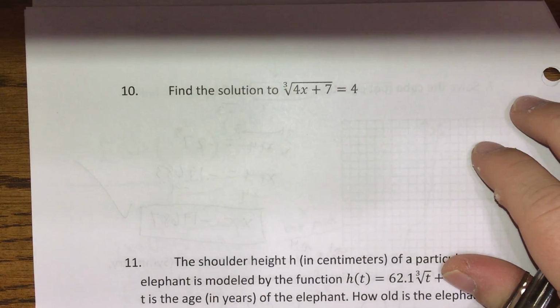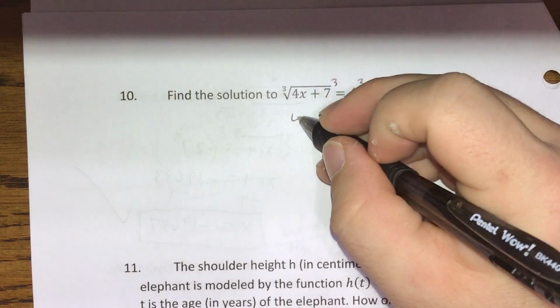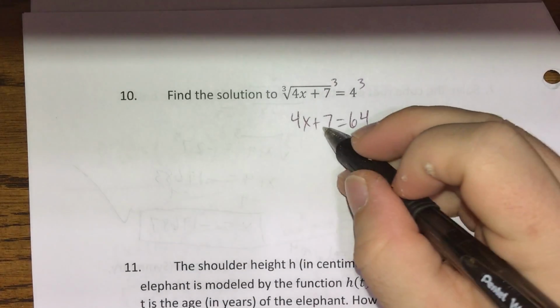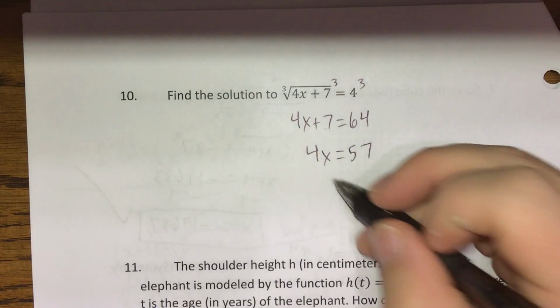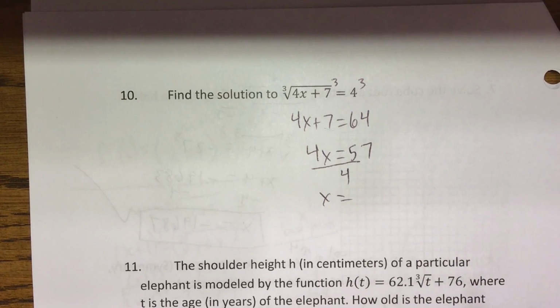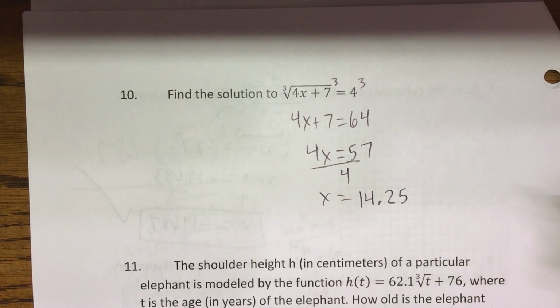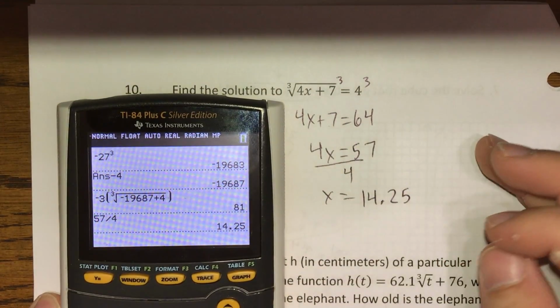All right, moving on, number 10. We got another solving one. And so the opposite of cube root is cube both sides. So we have 4x plus 7 is equal to 64. We'll subtract 7, so 4x is equal to 57. And then we'll divide by 4 to get x equals 14.25. Again, it's always helpful to check your work, make sure you did it right.